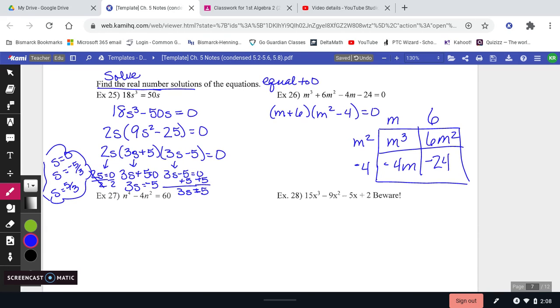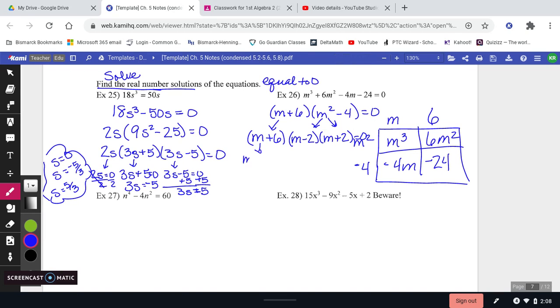Now again, can we factor anymore? Actually, this one we cannot. It's linear. It's m to the first, so there's not going to be any more factoring with that one. But m squared minus 4, that is a difference of squares pattern.